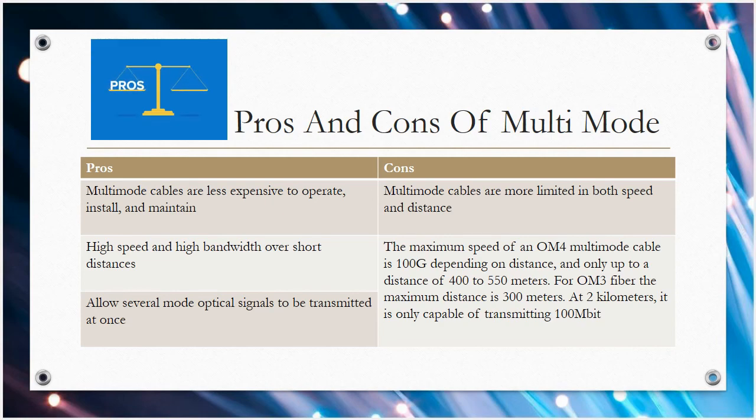As for the cons: Number 1, multi-mode cables are more limited in both speed and distance. Number 2, the maximum speed of an OM4 multi-mode cable is 100 G depending on distance, and only up to a distance of 400 to 550 meters. For OM3 fiber the maximum distance is 300 meters. At 2 kilometers, it is only capable of transmitting 100 megabits.